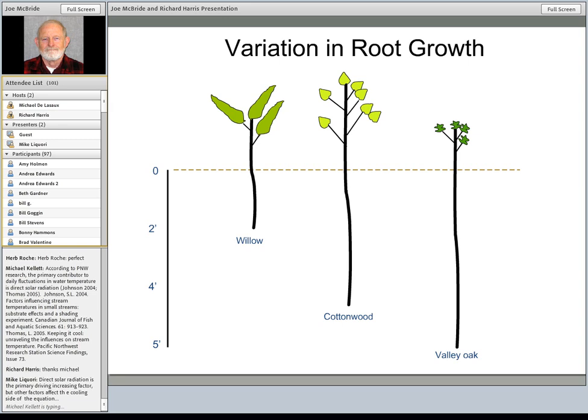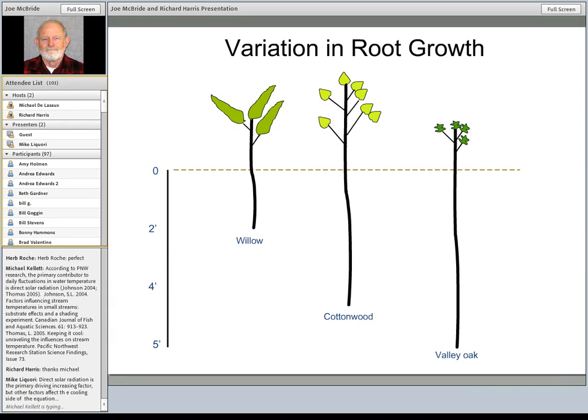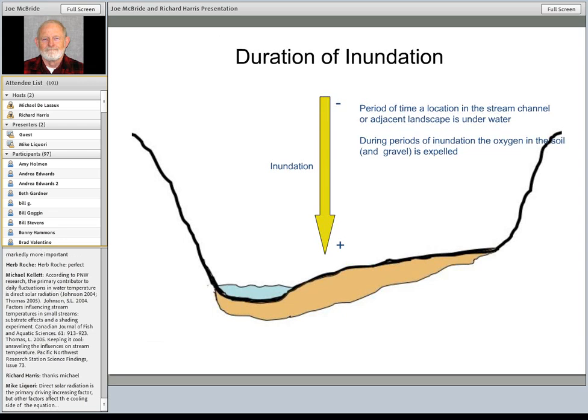This genetic difference among these species, of course, is very important in determining the locations within the stream channel that we would find sandbar willow as opposed to cottonwood, as opposed to valley oak. Valley oak, with this capacity to sink its roots down very deep relatively quickly, enables it to grow up on the levees along the rivers, whereas the willow, particularly sandbar willow, stays down on the gravel bars.